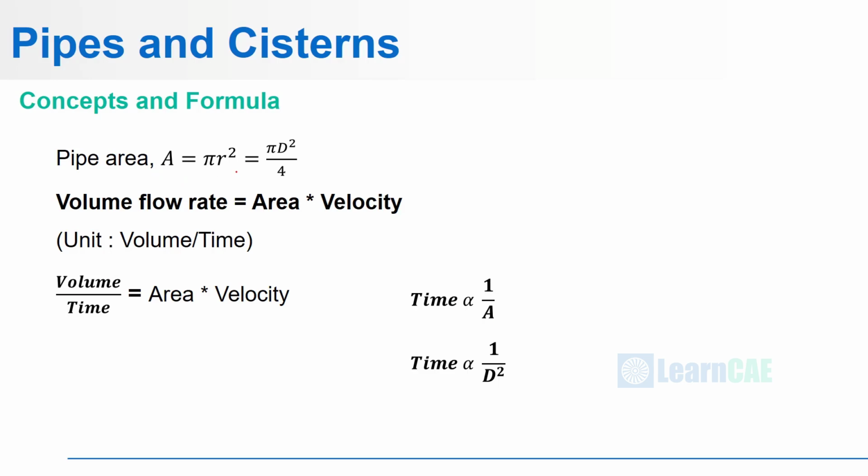Next, the pipe area or the cross section area of the pipe is given by A is equal to pi r square, which we know very well, and which is again equal to pi d square by 4. Next, the volume flow rate is given by area of the pipe, that is the cross section area, into velocity of the fluid.